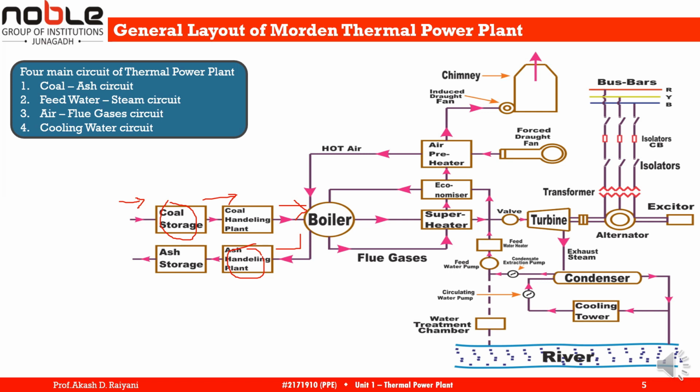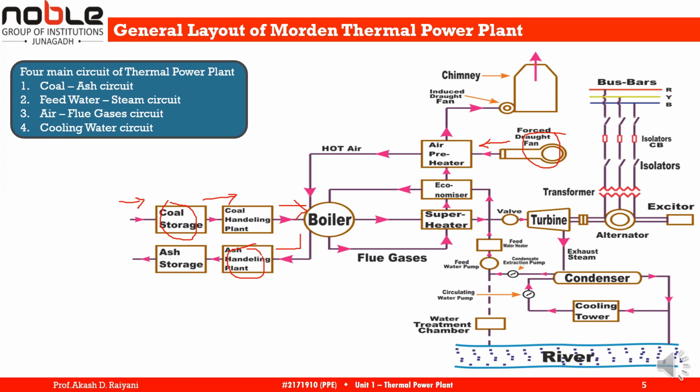Next one is the air and gas circuit. It consists of forced draft fan, air preheater, boiler furnace, superheater, economizer, dust collector, induced draft fan and chimney. For combustion of coal, air is required. Here the air is drawn from the atmosphere by means of the forced draft fan and then fed into the air preheater. In the air preheater, air is preheated by flue gases. This preheated air is supplied into the furnace to provide the air for combustion of fuel.